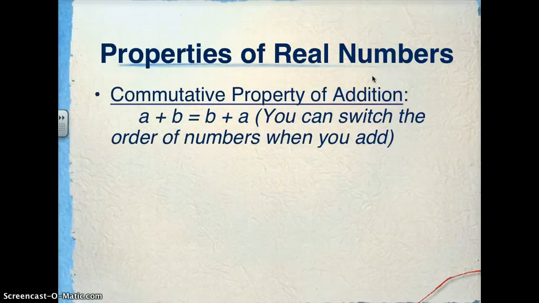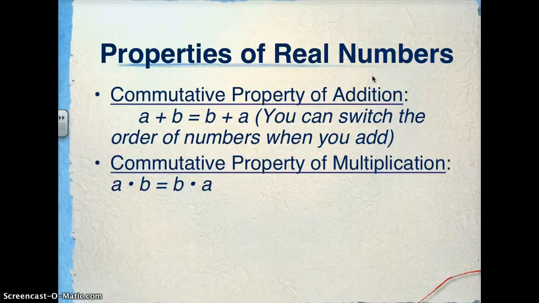Okay, so some of our properties of real numbers today. The first one I want you to know is the commutative property of addition. The commutative property of addition says that a plus b equals b plus a. All of these I like to put in my own words, easy words to remember. All that means is you're allowed to switch the order of numbers when you add. So 3 plus 7 and 7 plus 3 both equal 10. You're allowed to switch it in any order when you add, and you get the same answer.